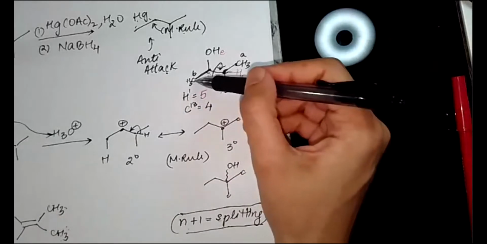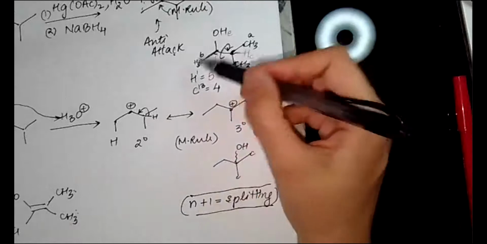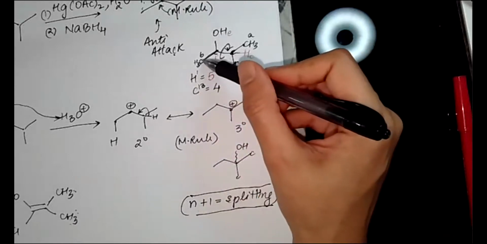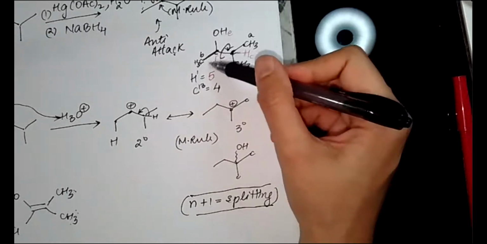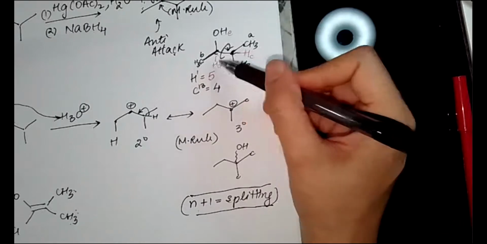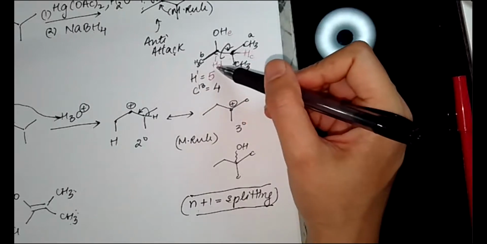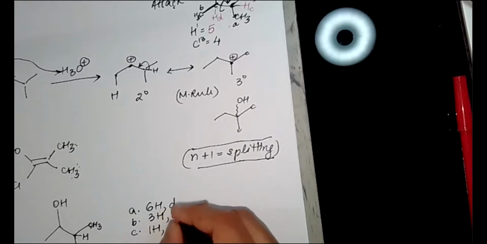Let's look at these 3 hydrogens. How many neighbors do these 3 hydrogens have? Next to this carbon is only one of these carbons, and you have only one hydrogen atom. So for these 3 hydrogens, there is only one neighbor. 1 plus 1 is 2, so these 3 hydrogens will also give a doublet.